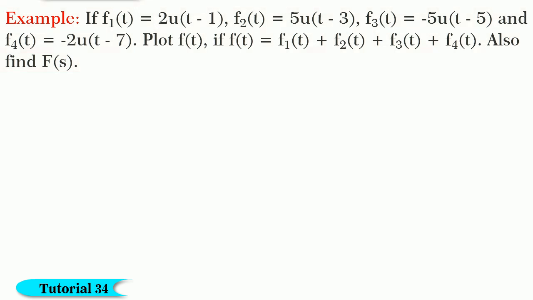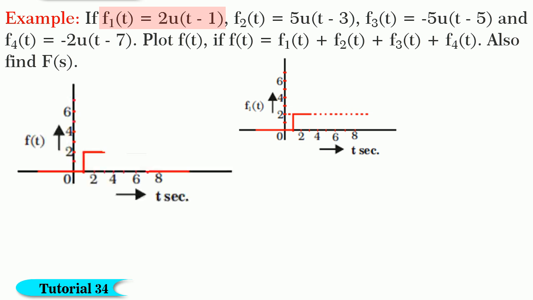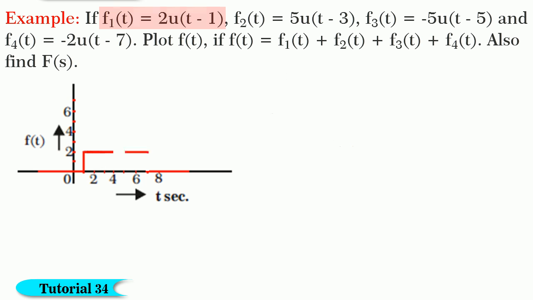First, let us understand each function given. The first function f1 of t is equal to 2u of t minus 1. This is a positive step of 2 units which occurs at t is equal to 1 seconds as shown. To plot f of t, let us add this function as shown.